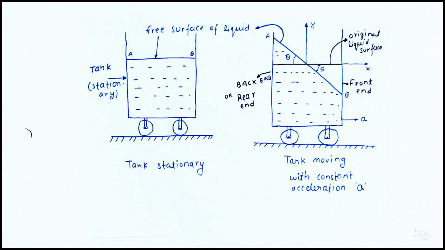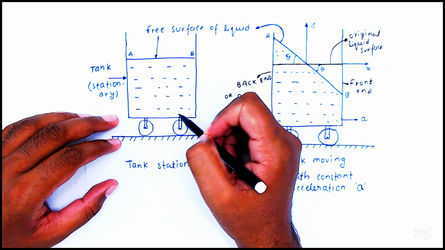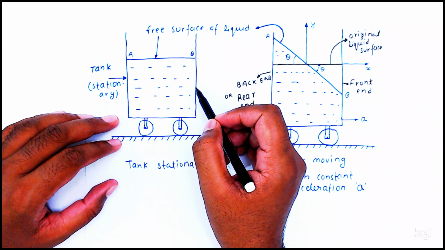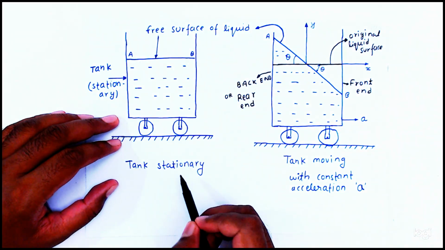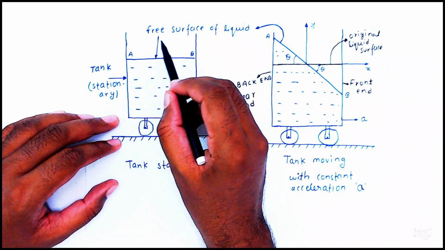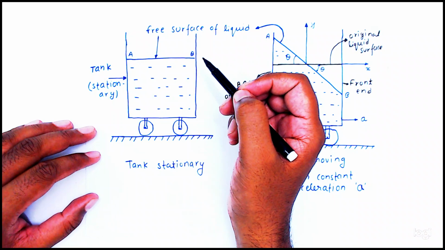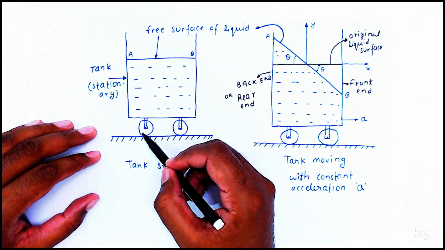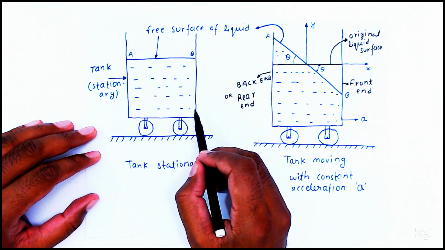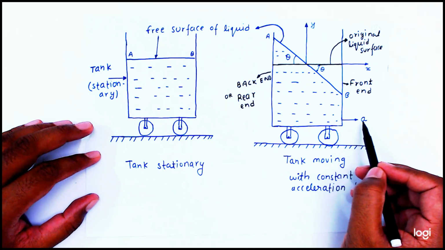We will see. Now friends, you see here the container is there. At this stage the container is stationary. In this a liquid is there. Its free surface is AB. It is horizontal. Some wheel we will provide here for giving the motion. Now we are applying some acceleration here.